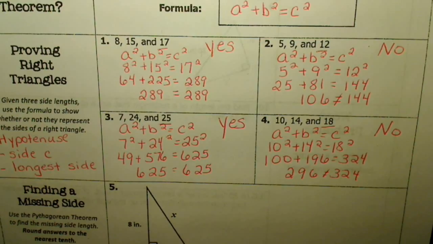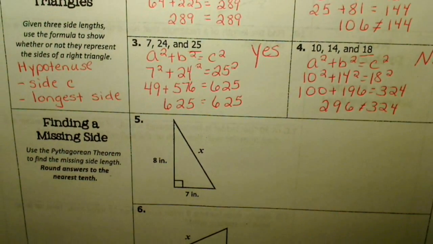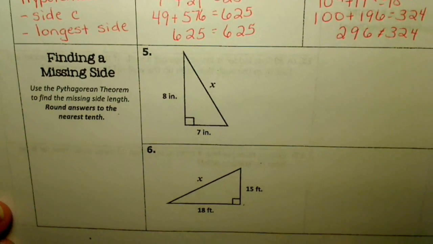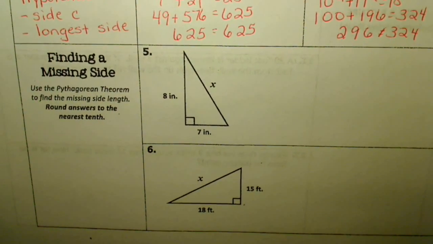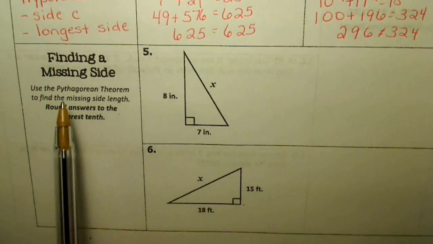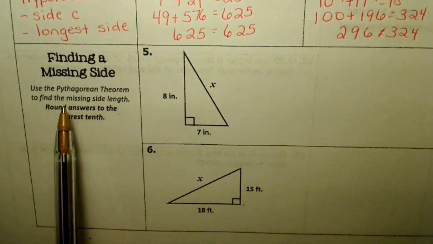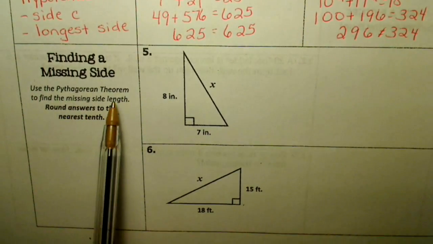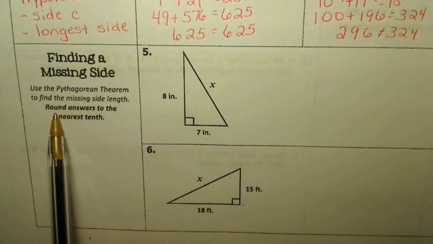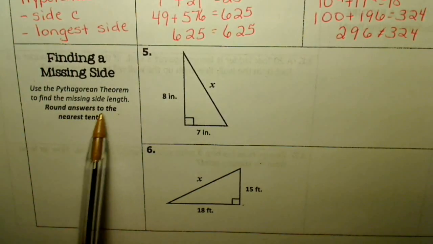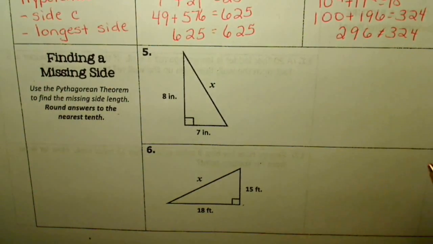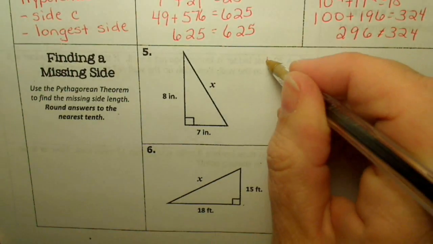All right, now we're going to do finding a missing side. And this is a really big part of the Pythagorean theorem. It says, use the Pythagorean theorem to find the missing side length. And we're going to round our answers to the nearest tenth. First step, write down the Pythagorean theorem.